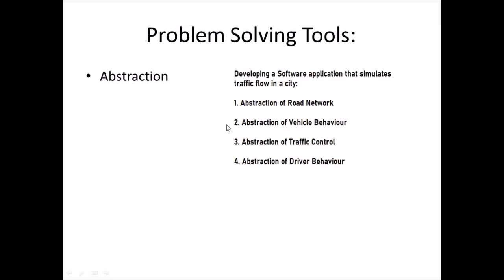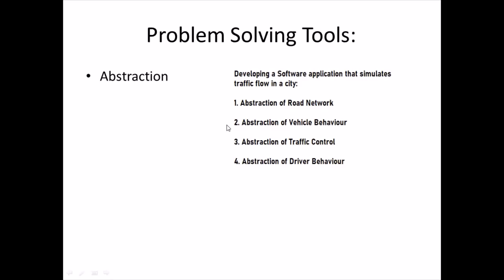So to manage this complexity, you can apply abstractions by breaking down the problem into smaller and more manageable parts. Now, breaking it down, we have four parts. We have the abstraction of road network, the abstraction of vehicle behavior, the abstraction of traffic control, and the abstraction of driver behavior. Combining all of them together will now give us the software application.